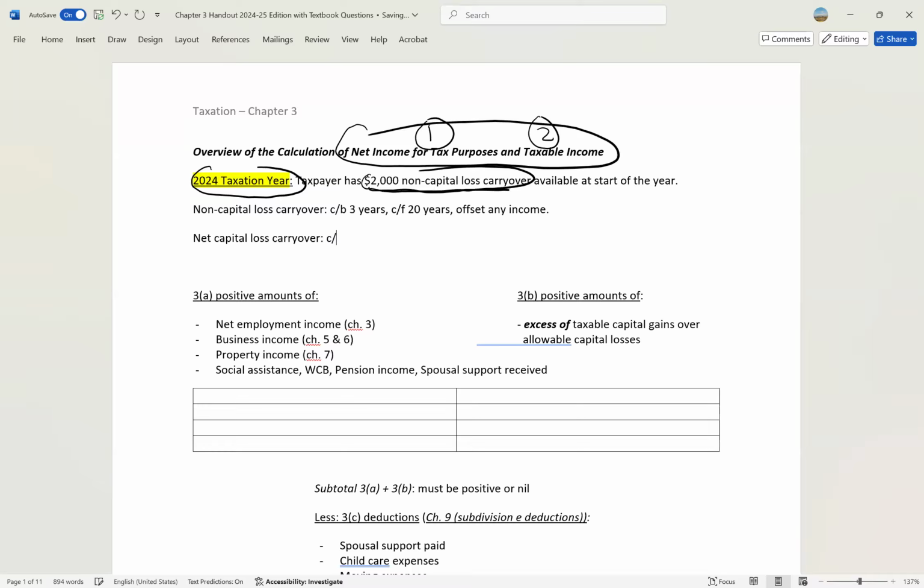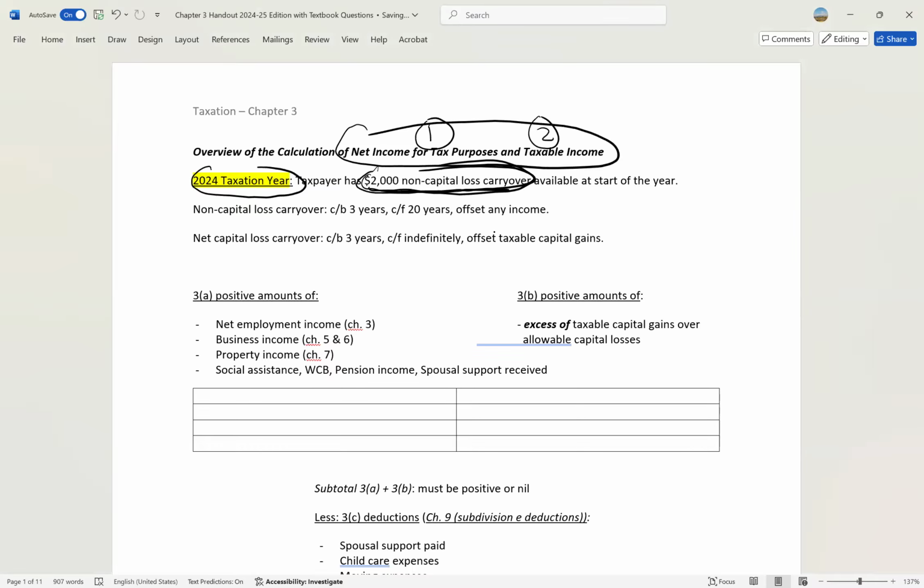The other type of loss carryover that we talked about was a net capital loss carryover. Net capital losses can be carried back 3 years, and they can be carried forward indefinitely. But net capital losses can only be used to offset taxable capital gains. Net capital losses stem from a year where you have more allowable capital losses than taxable capital gains, so you can't use them all in that year. So they become a net capital loss carryover.